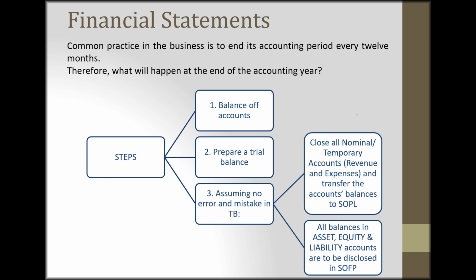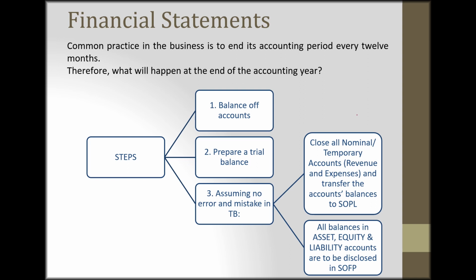Then we prepare a trial balance, because we want to see if there is any mistake or error in the preparation of our ledger accounts. Number 3, assuming there is no error or mistake in the trial balance. Because if there is any error or mistake in the trial balance, then we have to prepare an adjusting entry and repeat the process: prepare a journal entry, post it to the ledger, re-prepare the trial balance, and check again. But now we are assuming there is no error or mistake in the trial balance.